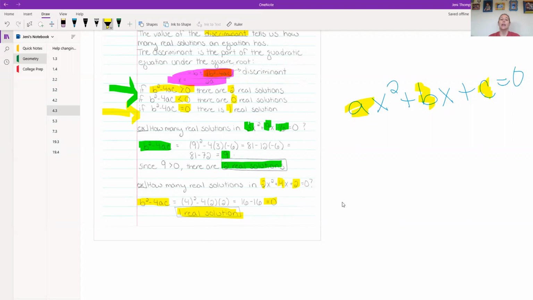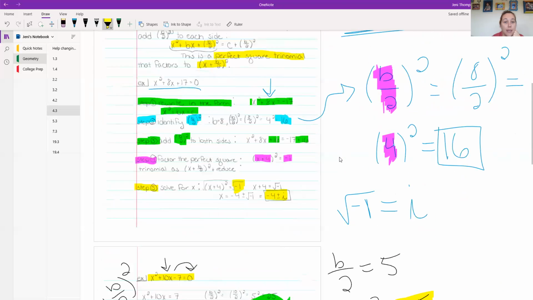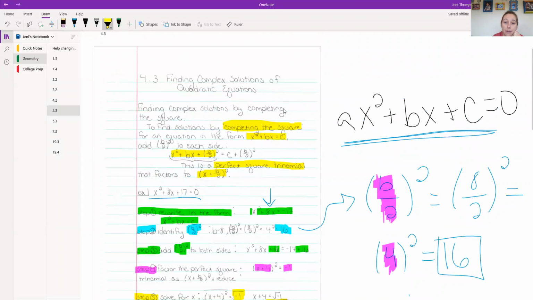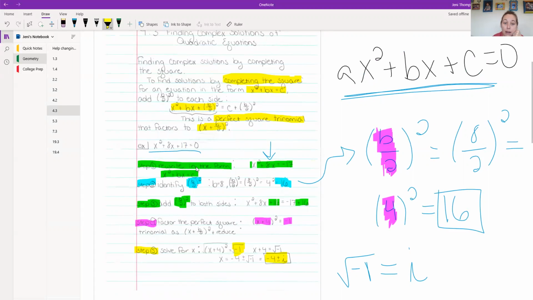These aren't super complicated. Identify your a, b, and c. Input them into your discriminant, your b squared minus 4 times a times c, and then just solve. And that solution, whether it's greater than 0, less than 0, or equals 0, will tell you how many real solutions you have in your equation. Okay, so discriminant, follow these steps, figure out how many real solutions you have, and then finding complex solutions, complete the square, identify your b over 2 squared, add to both sides, factor, solve.